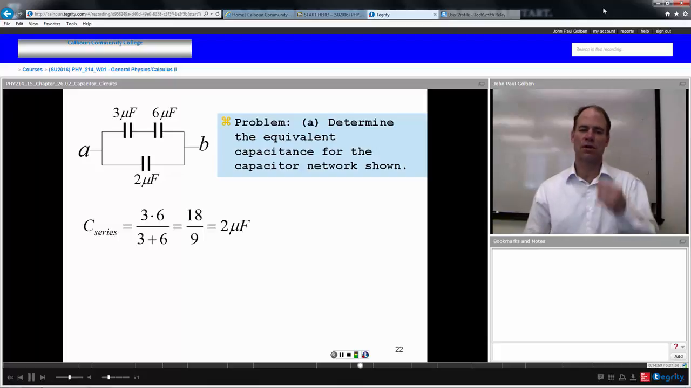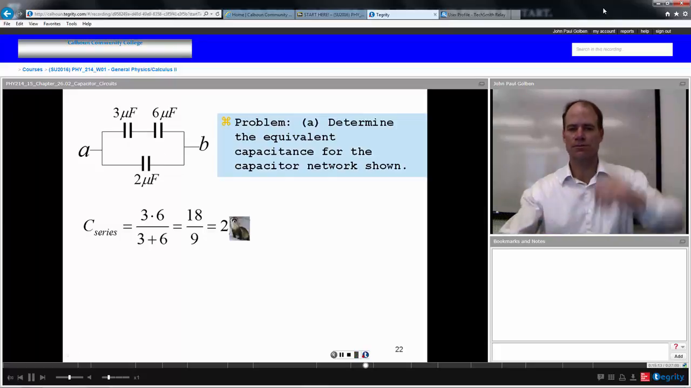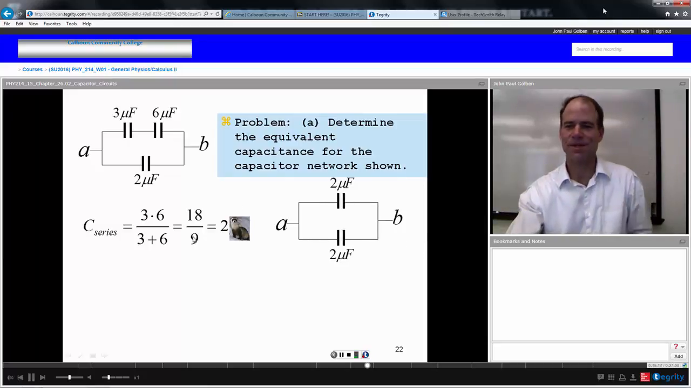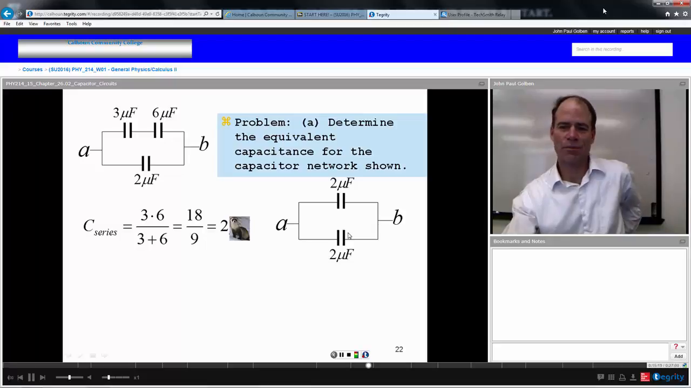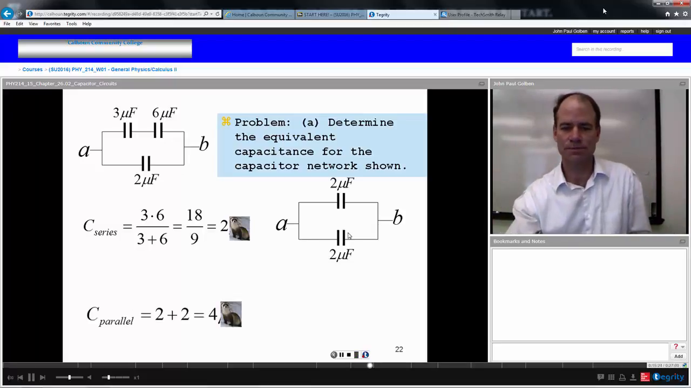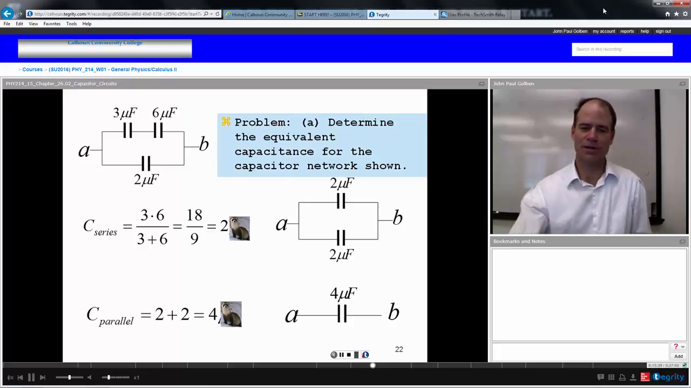So we're going to do product over the sum for the series, 3 times 6 over 3 plus 6, 18 divided by 9. 2 microfarads for our equivalent capacitance for the series combination. So we're left with a 2 and a 2 microfarads. So they are in parallel because they're connected end to end. So 2 plus 2 is 4. And our equivalent capacitance of this network is 4 microfarads.